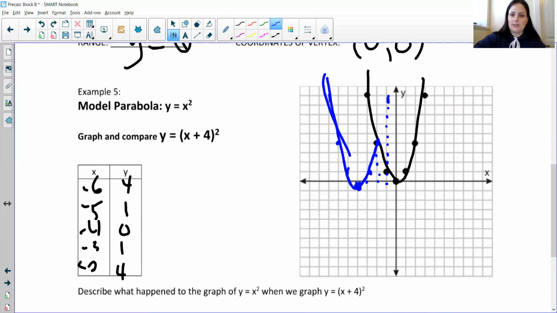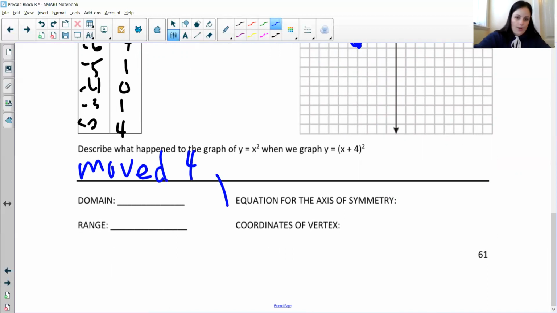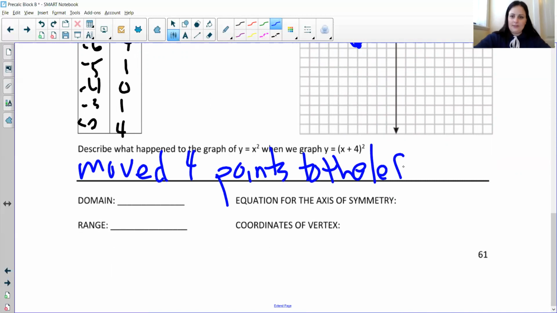Oops, my sketching is just terrible. Okay, so instead of moving up or down, when we put a value in brackets before we squared the x, it moved. But it didn't move to +4, and it didn't move 4 in the positive direction. It actually moved 4 in the negative direction. So even though we added 4 to x, it moved 4 in the negative direction. So it moved 4 points to the left, which is the negative direction.